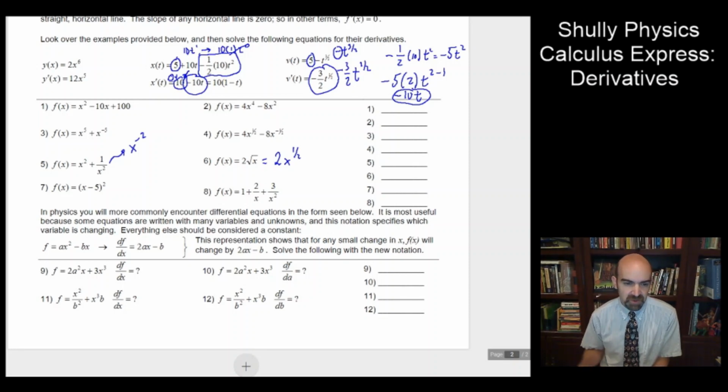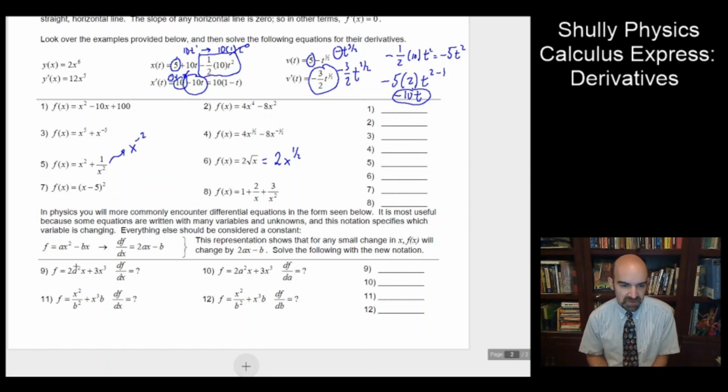And after you're done pausing this video, if you want to check out this new notation down here, I want to talk about it. This is the notation we're going to be using in physics class. It's more specific because oftentimes in an equation you might have more than one variable or unknown or something like that. So if there's more than one variable that might be changing, we need to be able to specify which one we're taking the derivative of. So which term is showing the change.